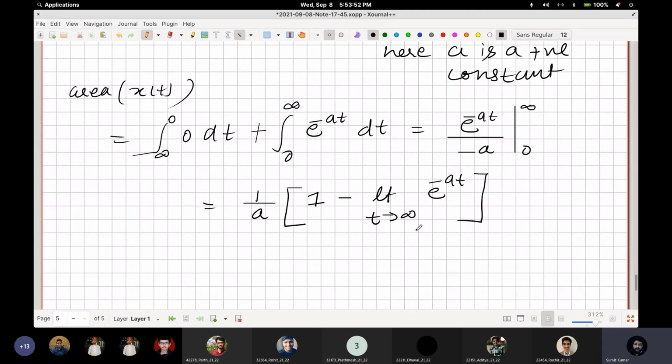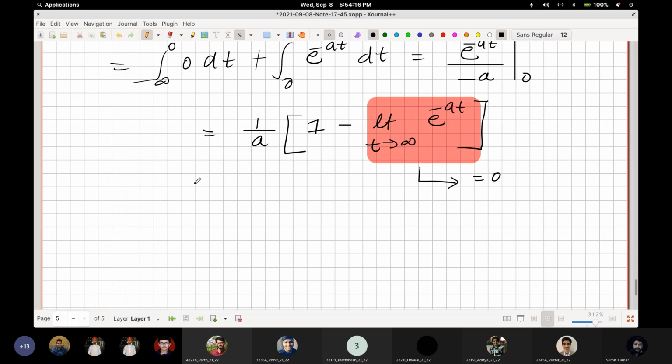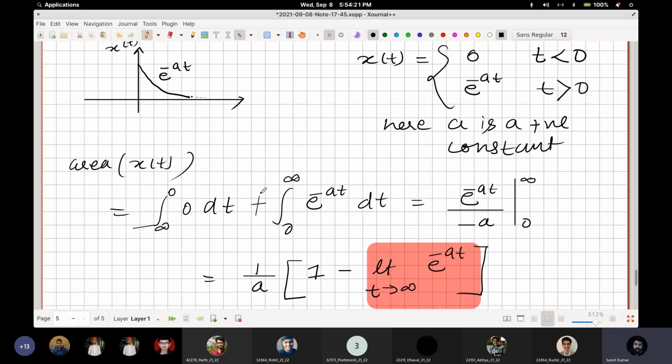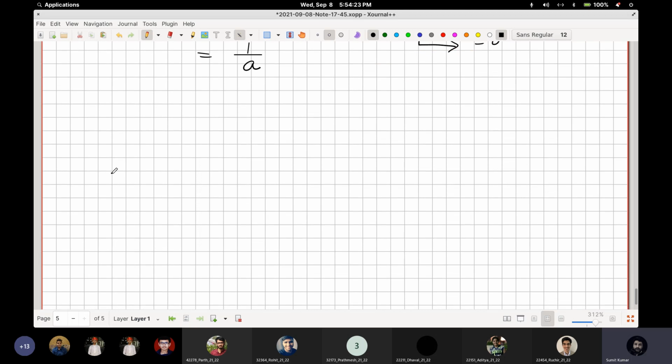How much is this second term going to be? When I put infinity, how much will it be? It will be e to the power minus infinity here. a is a positive constant, right? Yes, sir. So this term will be equal to what? Zero, right? So this term is going to be equal to 0. So what we have is 1 upon a.